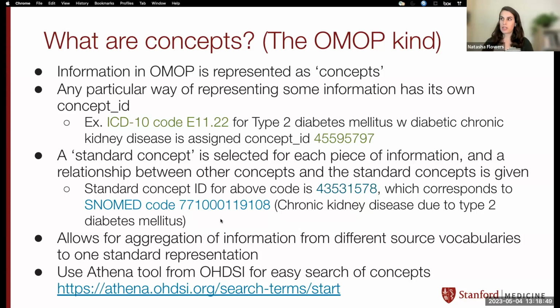This allows us to represent information coming from different health systems or different health vocabularies in one consistent way across the entire system. That's one of the main benefits of something like the common data model. So you're not expected to know any of these concept IDs or codes. I recommend using Athena for easy search of these concepts.